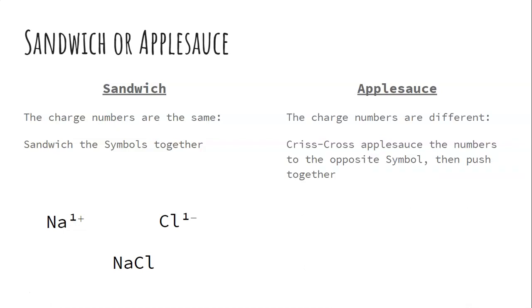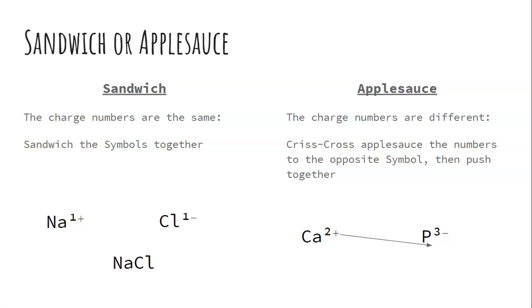Applesauce means that my numbers are different, and I'm going to crisscross the numbers to the other symbol and then push them together. So I have calcium, which is 2 plus. I have phosphorus, which is 3 minus. Okay, 2 plus means I give away 2 electrons. 3 minus means I have to bring in 3 electrons. Okay, they don't match, so I'm going to crisscross.